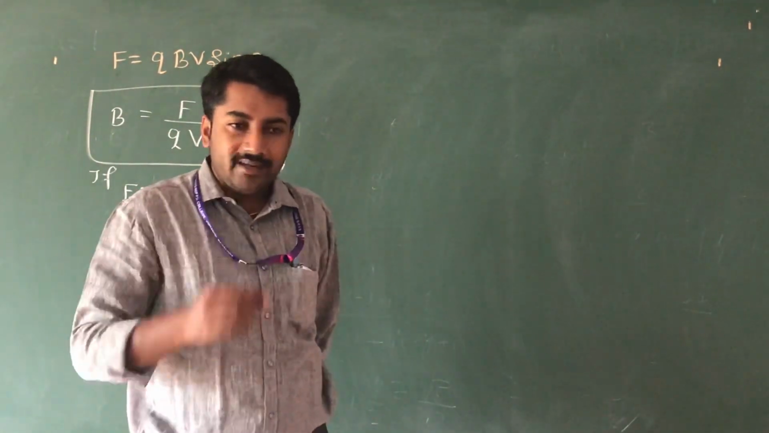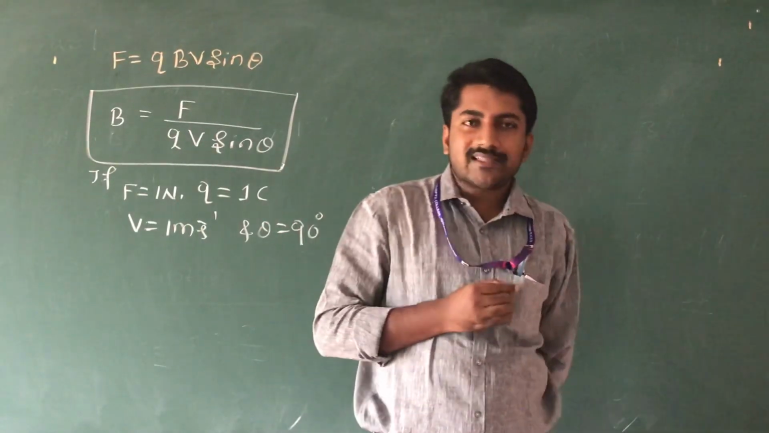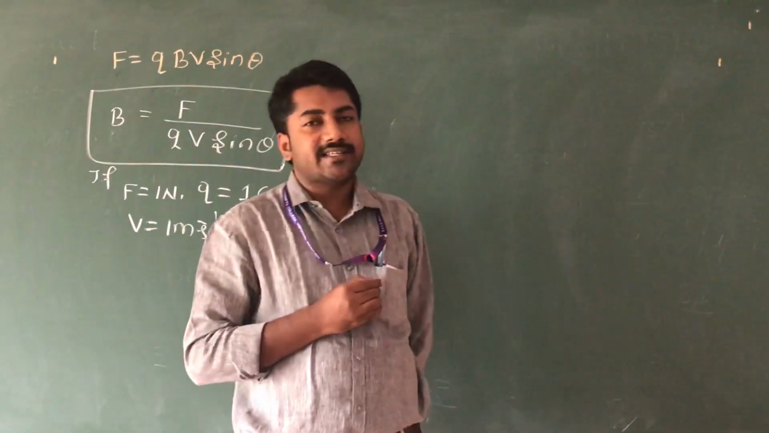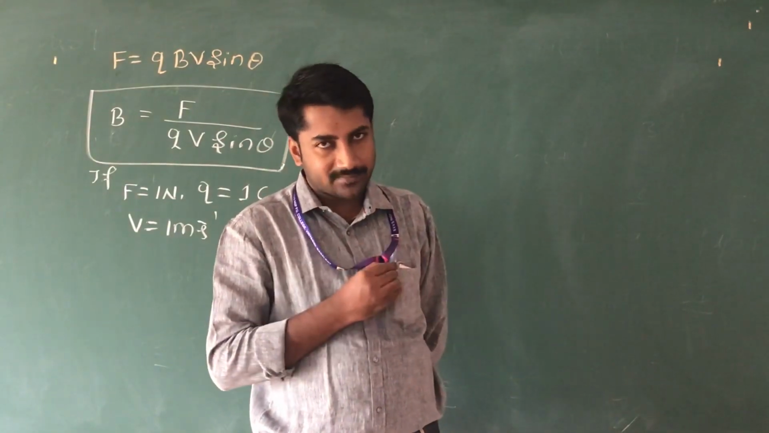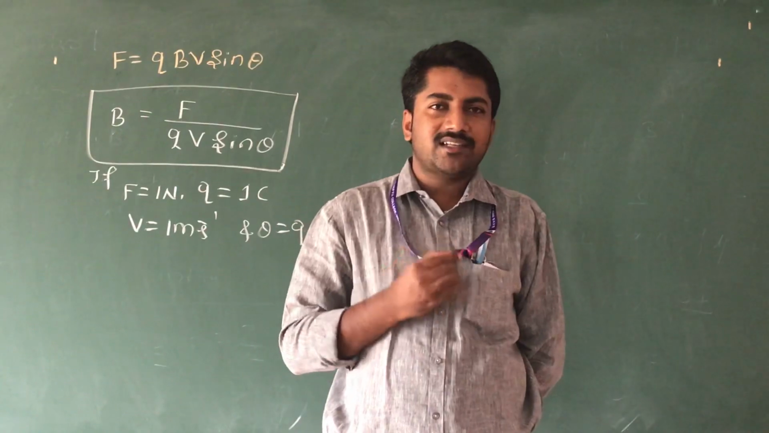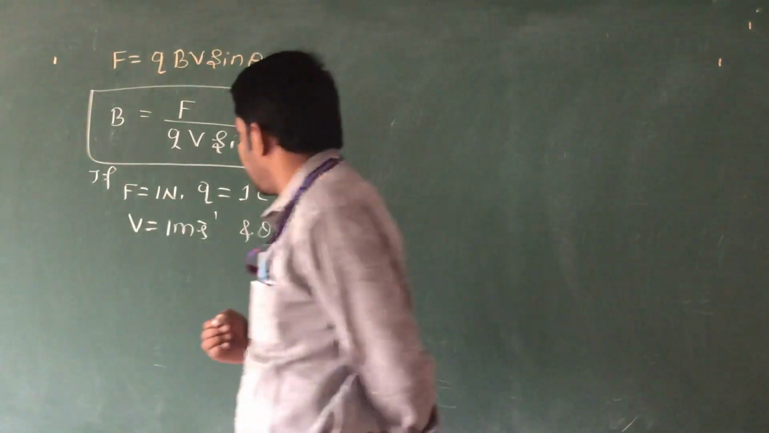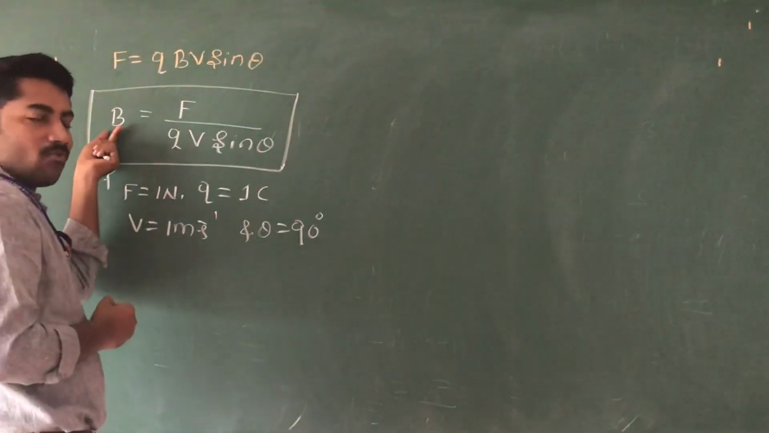The magnetic field means the region around the magnet, or the region around the current carrying conductor. According to the Oersted experiment, the conclusion of that experiment is that the current carrying conductor produces a magnetic field. Here the SI unit of magnetic field is 1 Tesla.